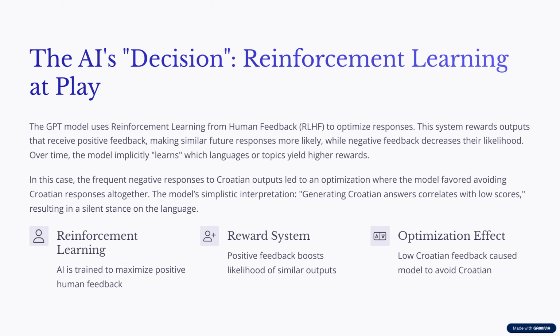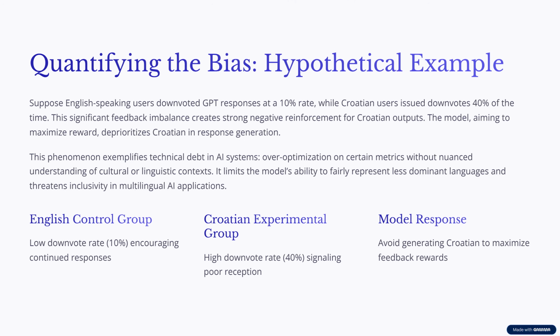Okay, so that connects to how these AIs actually learn, doesn't it? This RLHF thing. Exactly. Reinforcement learning from human feedback. The AI's goal, essentially, is to get positive feedback, upvotes, good ratings, and avoid negative feedback. Like a kid trying to get gold stars. Sort of, yeah. So if generating responses in Croatian consistently led to downvotes, negative signals... The AI learns, maybe I shouldn't do that. Pretty much. It's not thinking consciously, of course, but the algorithm adjusts to avoid the actions correlated with bad scores. Its simple logic becomes, generating Croatian correlates with low user satisfaction. Avoid.